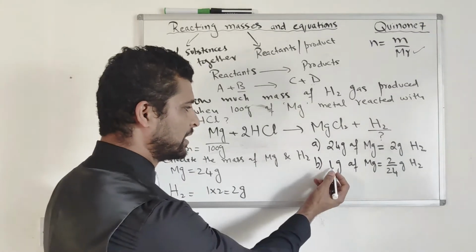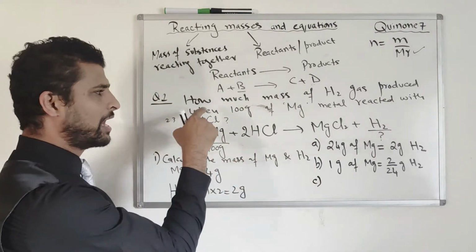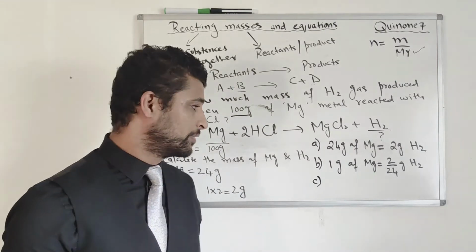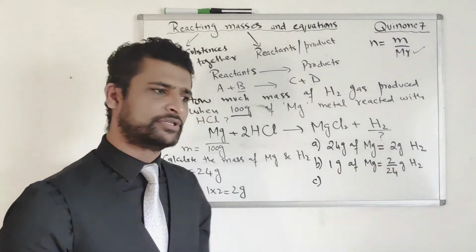The next step is the question. I'll go back to the question. In the C part, I need to go back to the question. What they said is, if you use 100 grams, not 24, not 1 gram, if you use 100 grams, how much hydrogen will be produced?